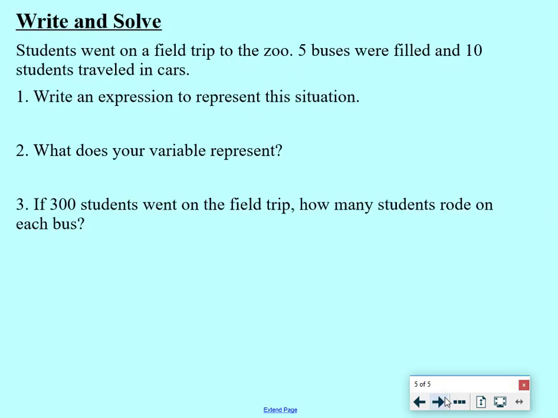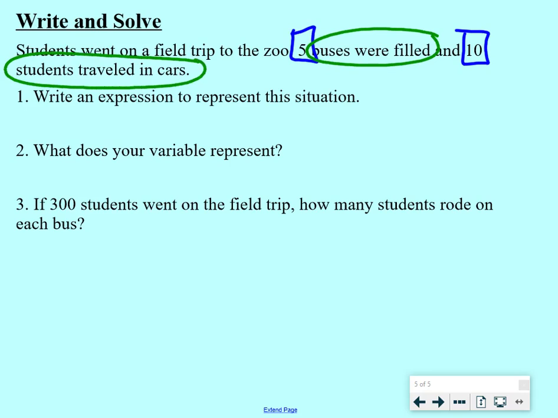All right, last problem, write and solve. Students went on a field trip to the zoo. 5 buses were filled and 10 students traveled in cars. Write an expression to represent the situation. So again, we want to box the numbers. So put a box around 5 and a box around 10. Circle the key words. Buses were filled and students traveled in cars.